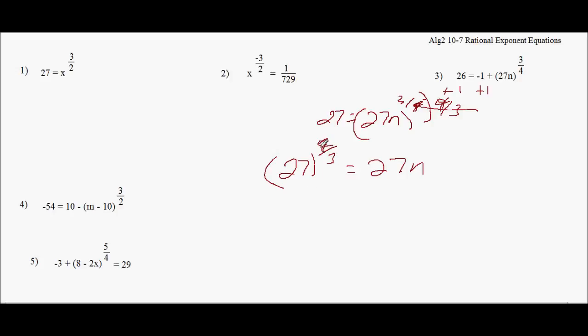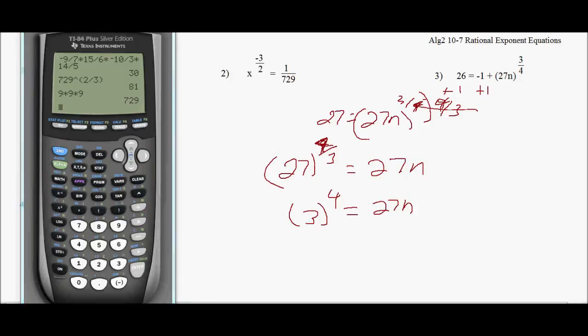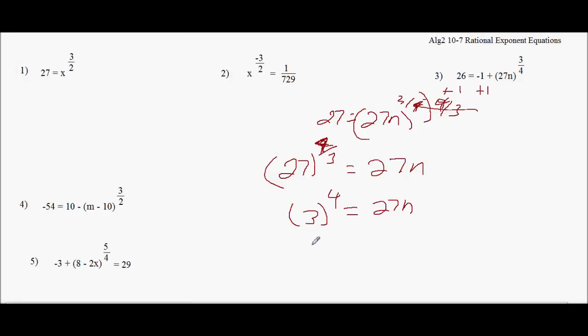And this is a 4/3, well, it's a 4. The third root of 27 again is 3, to the 4th power is equal to 27n. Well, 3 to the 4th power is 81. So 81 divided by 27 is equal to n. But 81 is 9 times 9, right? 27 is 9 times 3, so that cancels. 9 divided by 3 is 3, so n is equal to 3.